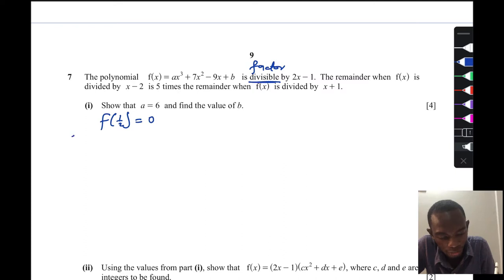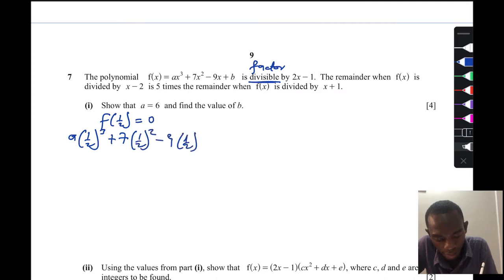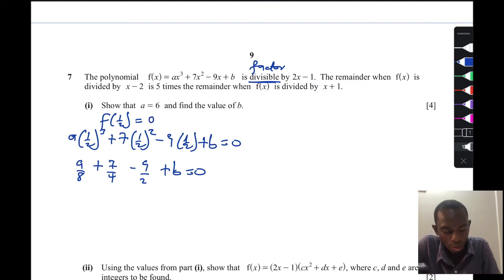So that means we have a into brackets half cubed plus 7 into brackets half squared minus 9 into brackets half plus b is 0. That's a over 8 plus 7 over 4 minus 9 over 2 plus b is equal to 0. So let's put 7 over 4 minus 9 over 2 on the calculator. We have negative 11 over 4.